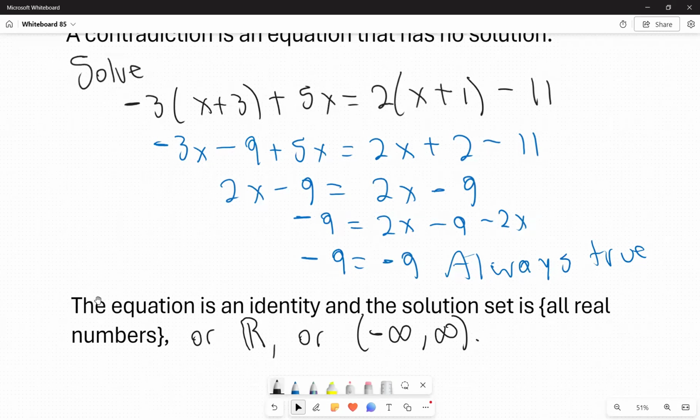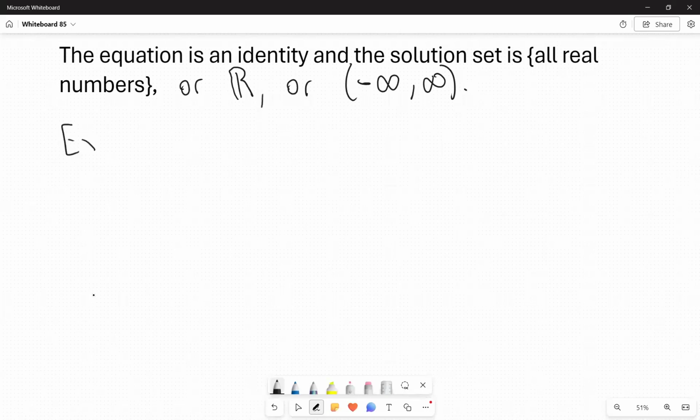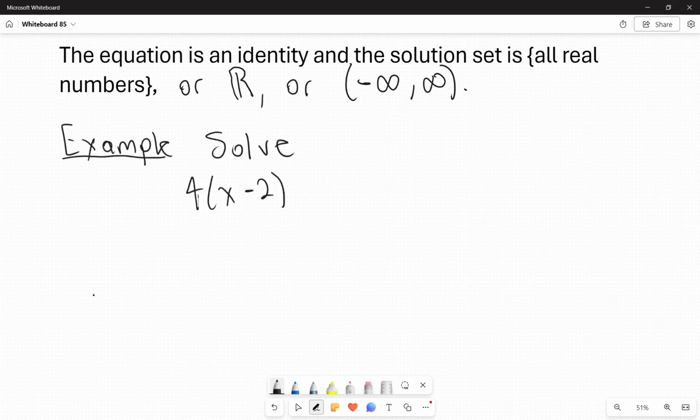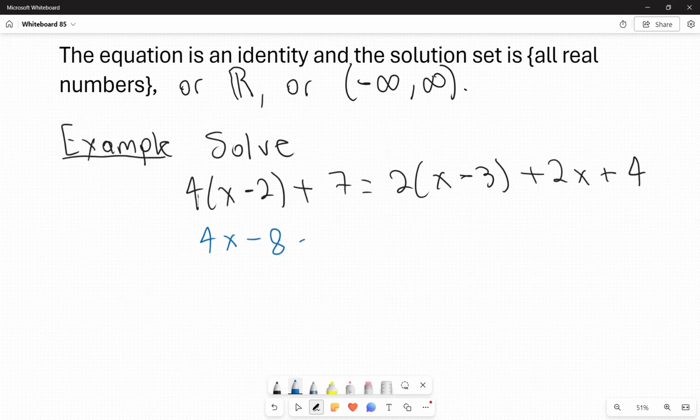For example, let's solve the equation 4 times (x minus 2) plus 7 equals 2 times (x minus 3) plus 2x plus 4. Okay, we need to simplify some things first. Distribute the 4 and distribute the 2.